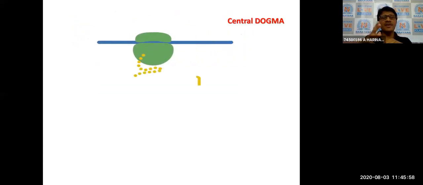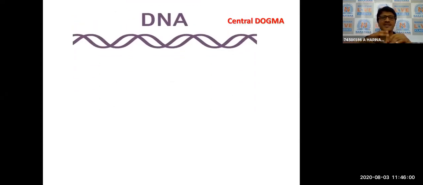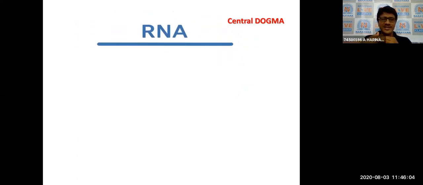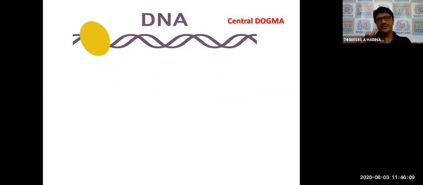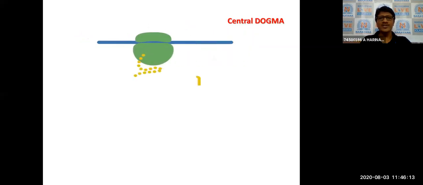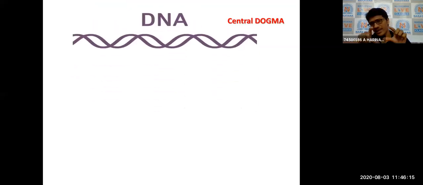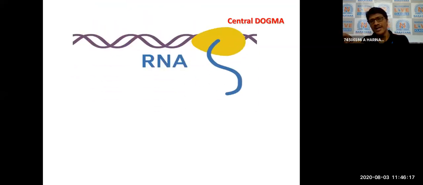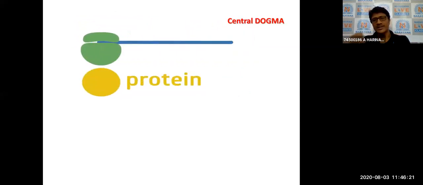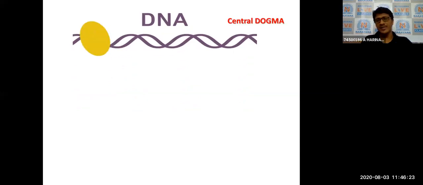But except in some viruses, the RNA is the genetic material. In such cases, the flow of genetic information is from RNA to DNA. So what we are seeing in this video is the flow of genetic information from DNA to RNA, that is transcription. Next, RNA to proteins, which we call the translation process.